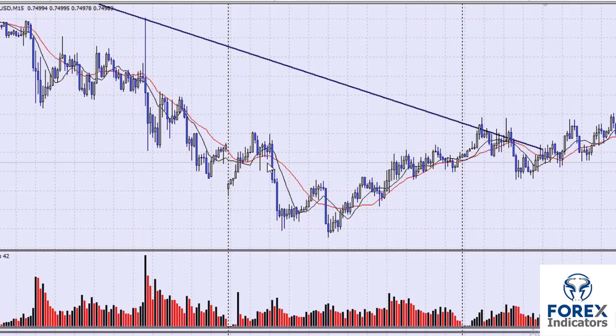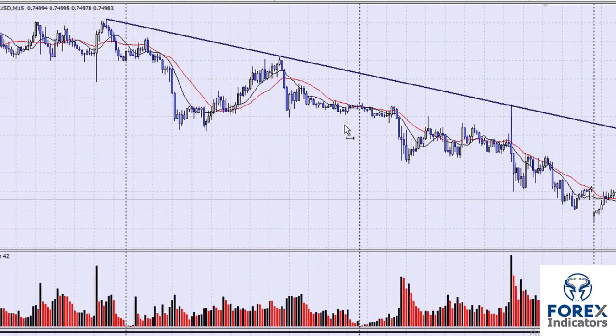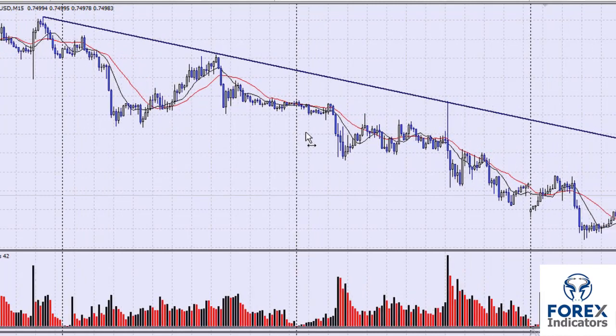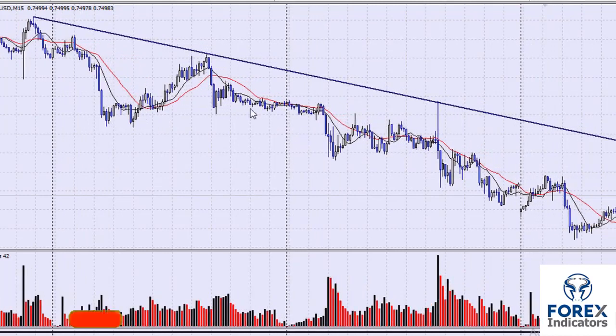So the first thing you will need to do is draw your trend line. So here we have a downtrend line. So you will need to draw your trend lines. Now we're going to look for where the red crosses over the black, and that is a sell signal.